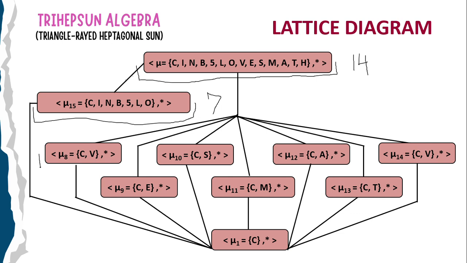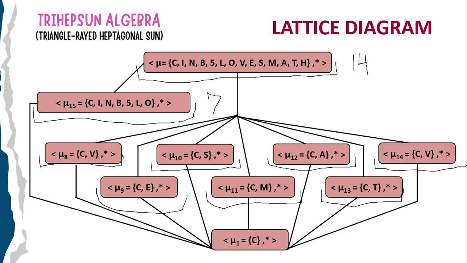So we have here μ8 is equal to ⟨CV⟩ under the binary operation star with 2 elements, and also for μ9 is equal to ⟨CE⟩ under the binary operation star. μ10 is equal to ⟨CS⟩, μ11 is equal to ⟨CM⟩, μ12 is equal to ⟨CA⟩, μ13 is equal to ⟨CT⟩, and μ14 is equal to ⟨CH⟩ under the binary operation star. So we have here 2 elements.